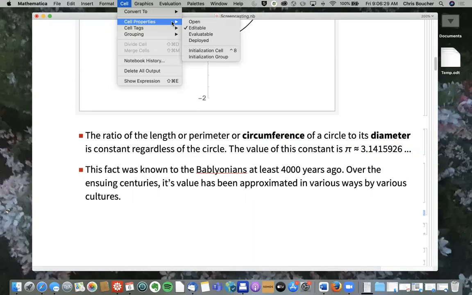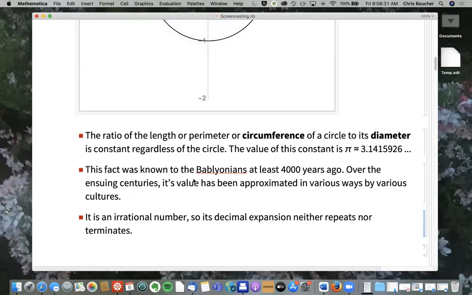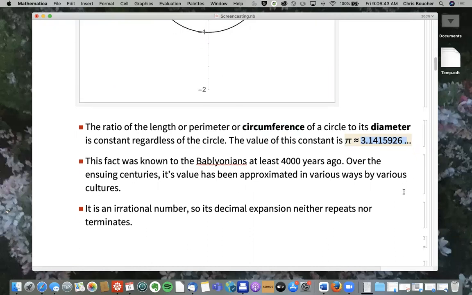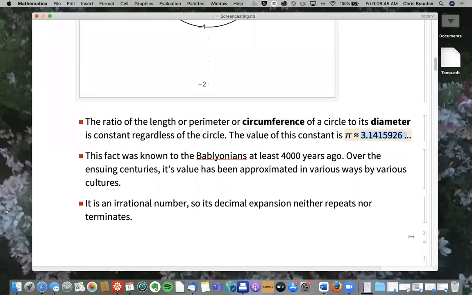Pi is an irrational number, which means in essence we have to approximate it, because this decimal expansion, which is very famous, goes on forever. It doesn't repeat, it doesn't terminate. So since it goes on infinitely, we can never write it all down. We'll have to approximate whenever we do a numerical calculation.